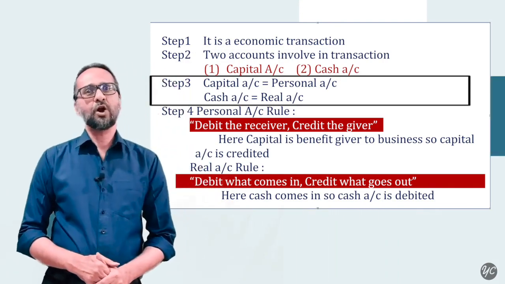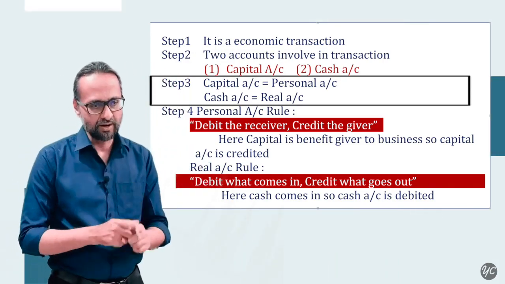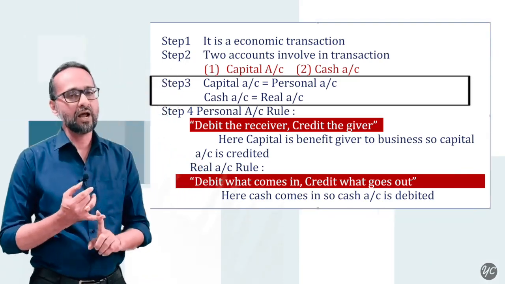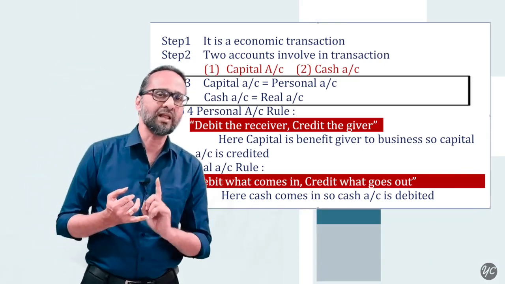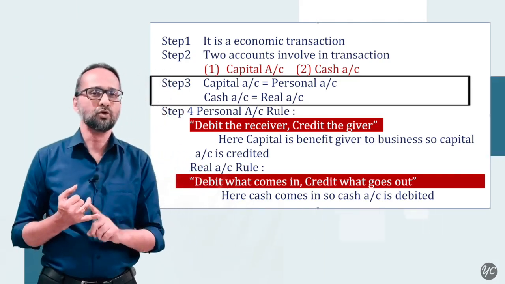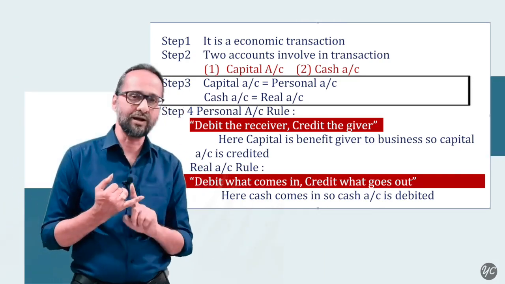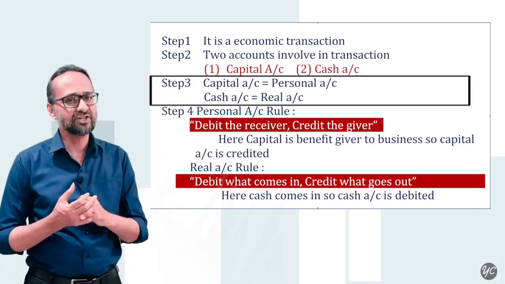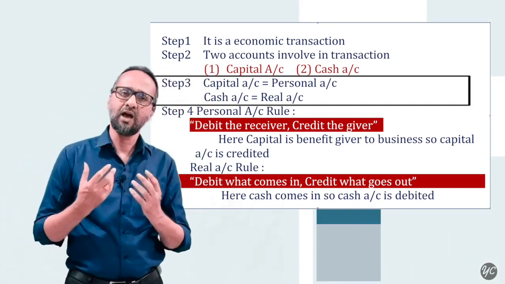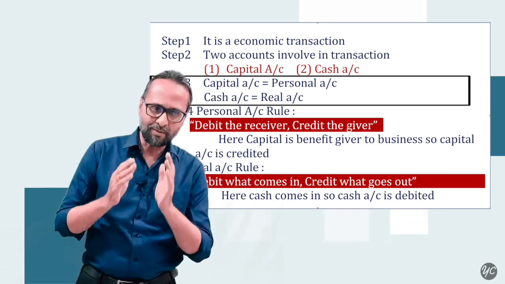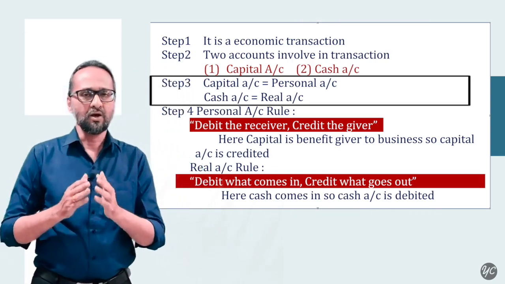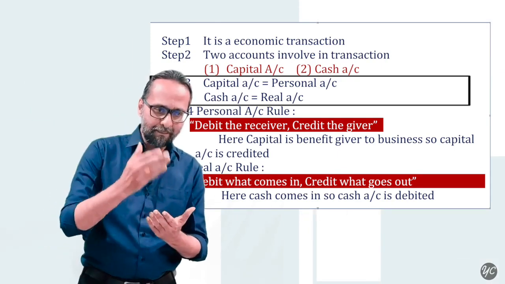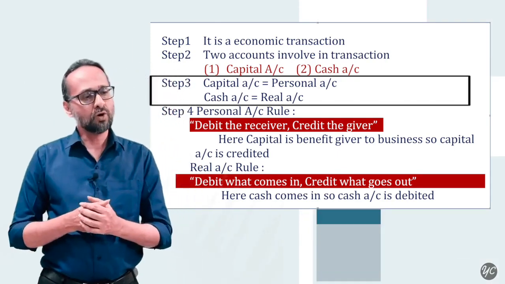Capital account is which kind of account? Capital account is a personal account, while cash is a real account. The capital account of Amitabh Bachchan: Amitabh Bachchan is a living person, so his account is a personal account. And cash is an asset, and asset accounts are generally real accounts. So in step number 3, we identify which type of accounts these two are: capital is personal and cash is real.